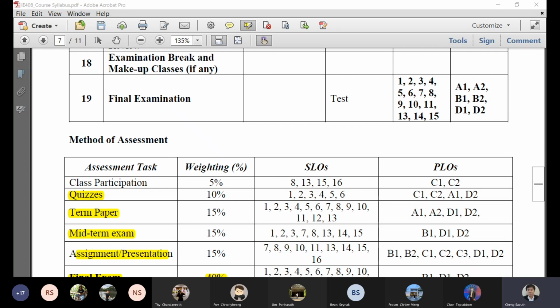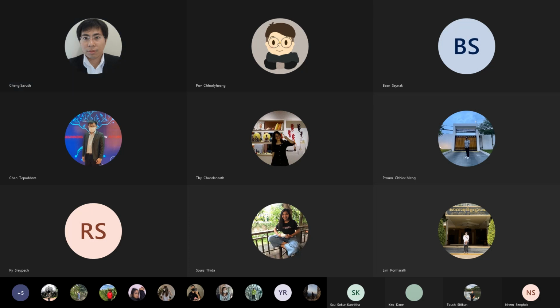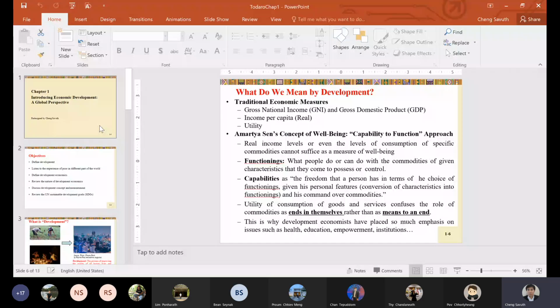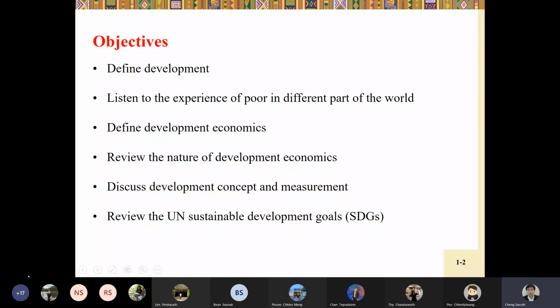Okay, so I think we can move to the lecture, and we cannot cover everything today, but at least we can get an idea of what the subject is and what development economics is, how it is different from the other subjects in economics. Okay. So let's begin. So in this chapter 1, we will try to define what development is.